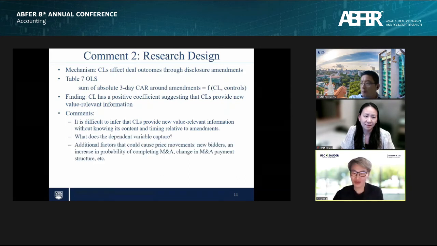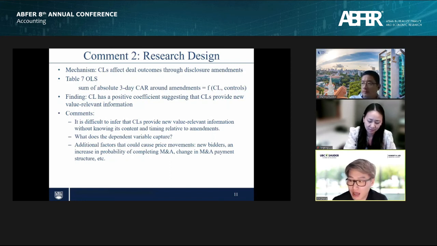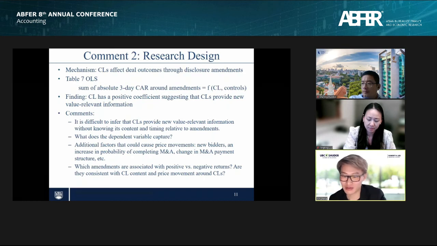And second, what does the dependent variable capture? You're using the sum of absolute 3-day CAR around all amendments. Not all amendments are related to comment letters, right? Only a few of them may be related to specific comment letters during the process. So you probably only want to use those ones in your sample for this particular test. And additionally, as you know, I think there is a large literature in finance showing there are many factors that could cause price movements around amendments, right? Like whenever a new bidder is coming into the game, whenever there's an increase in probability of completing the M&A, and whenever there's a change in the M&A payment structure. So those factors should be controlled in this particular regression, but I don't think, in my version, you guys did that, but they are actionable items which can help you.